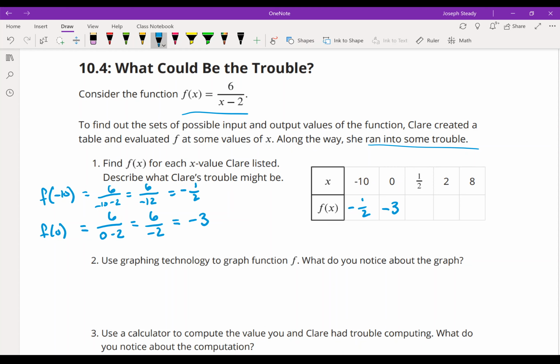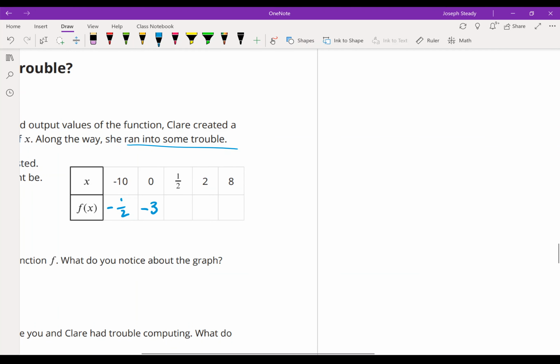If I plug in f of 1/2, that's 6 over 1/2 minus 2. Well, I know that 1/2 minus 2 is negative 1.5. And I recognize here that 1.5 goes into 6 4 times, so this just comes out as negative 4.